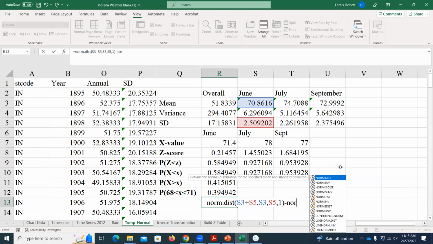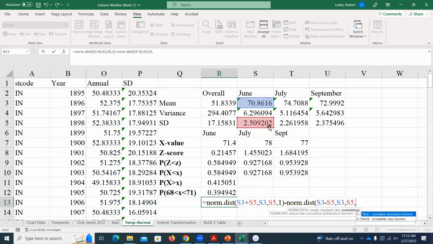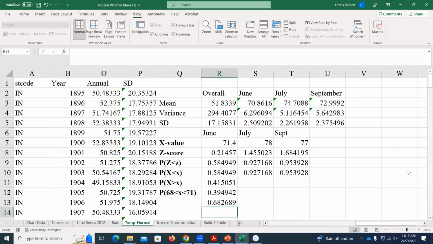I then subtract from that. I want it to go one standard deviation below the mean. So that's my second X value, one standard deviation below the mean. Tell it that variable's mean, comma, standard deviation, comma, 1. Hopefully when I hit enter here, I should get, I think it's like 68.3%. Yeah, 0.682 something.